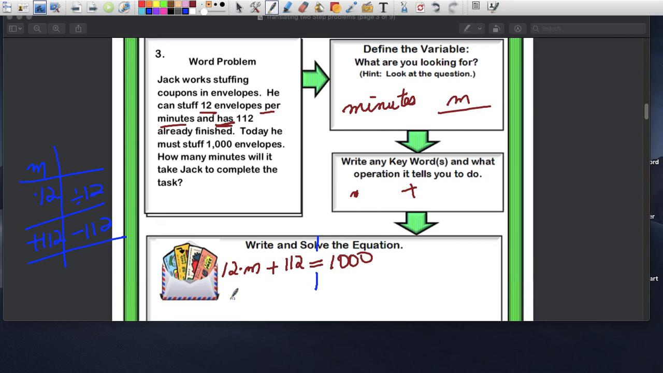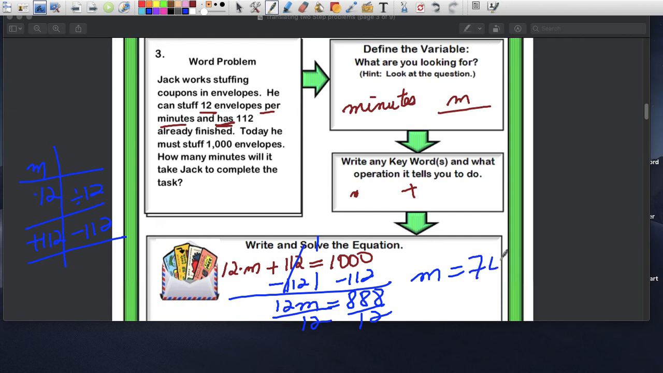So let's do that. It's minus 112, minus 112. This goes away. 12m comes down, and that's going to give us 888. Is that right? 888. Now we're going to divide this by 12 and divide this by 12. And the number of minutes I have to work, if that's correct, is 888 divided by 12, which looks like 74 minutes. Or an hour and 14 minutes. Okay.